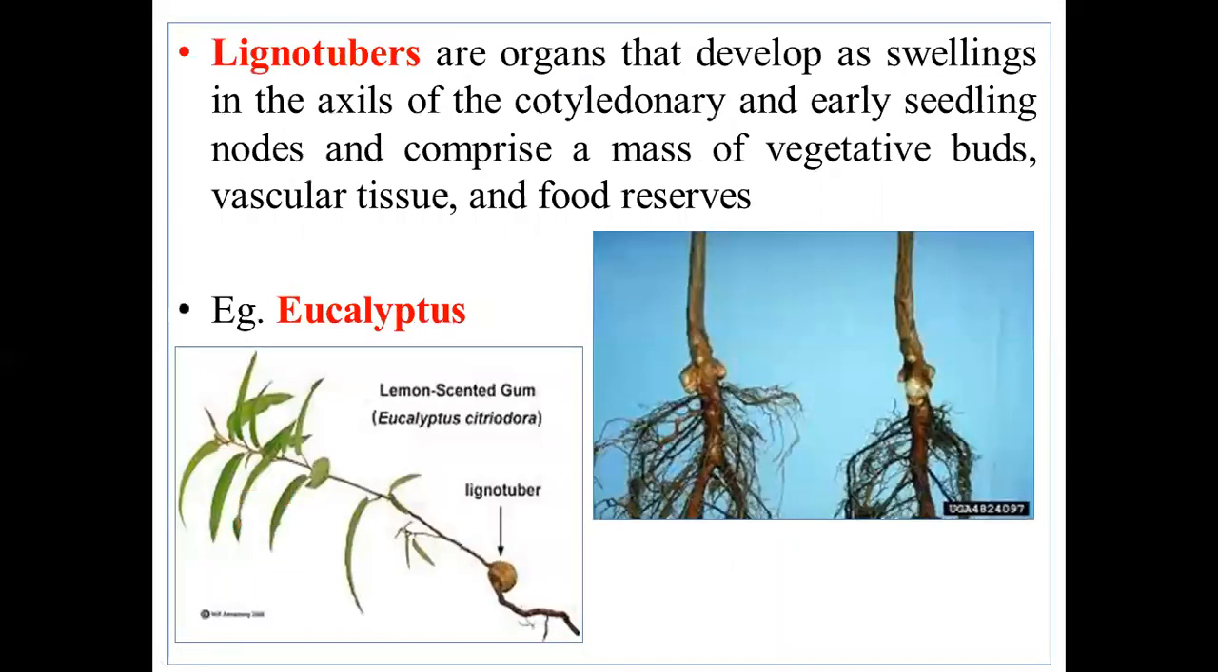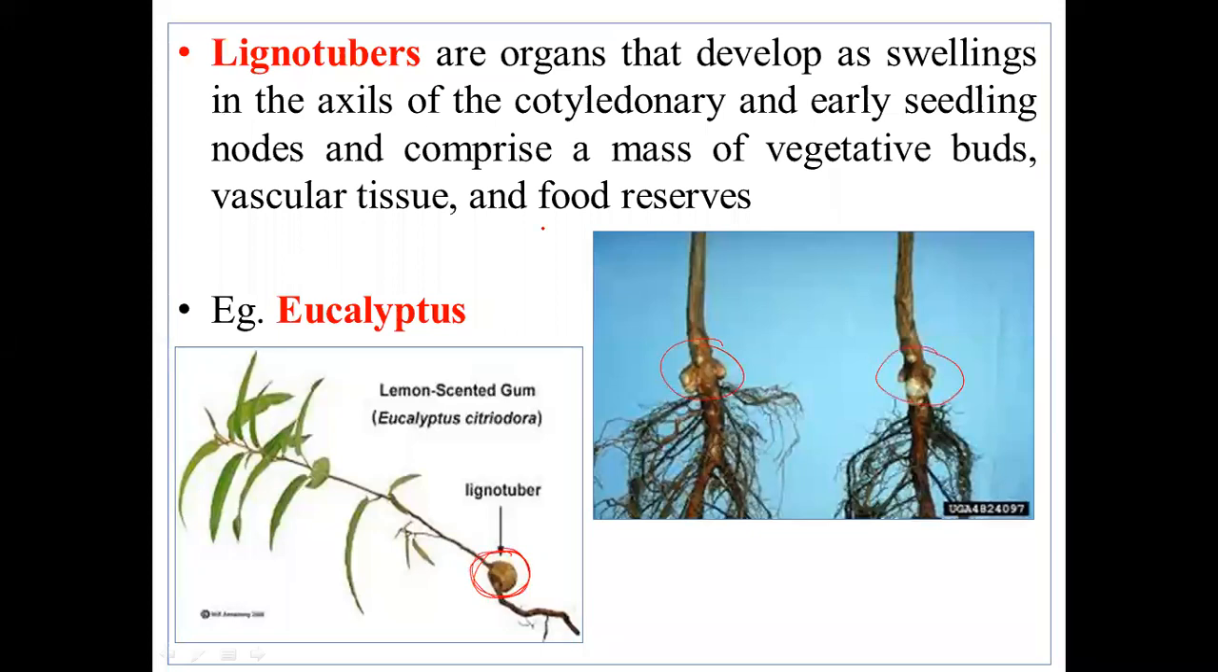Next we are focusing on another aspect of basic information called lignotubers. Most of our students are aware of the way in which species it is found. It is observed mainly in the eucalyptus plant. In the base of the stem there is a small swelling. You can see here there is a swelling in the base of the stem.